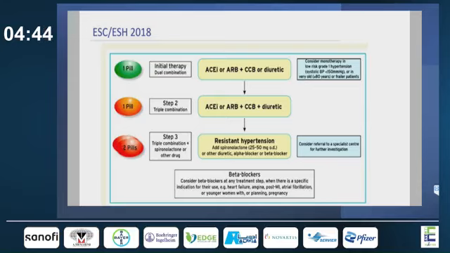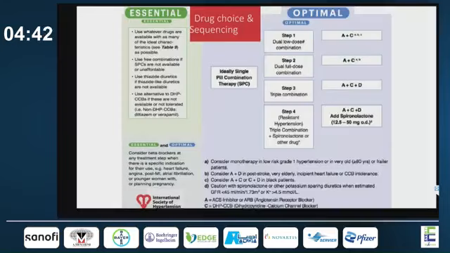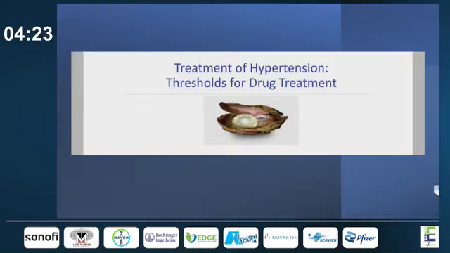دي برضو ده الأوروبيان. طيب الانترناشونال سوسايتي أوف هايبرتنشن قال نفس الكلام بالظبط، ما فيش أي اختلاف خالص غير إنه حط حته الريس. لو هو بلاك ريس بيحبوا الايس انهبيتور أو الاي آر بي مع كالسيوم شانل بلوكر، أو كالسيوم شانل بلوكر مع دايرتك.